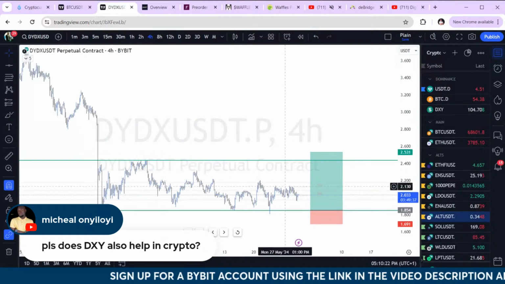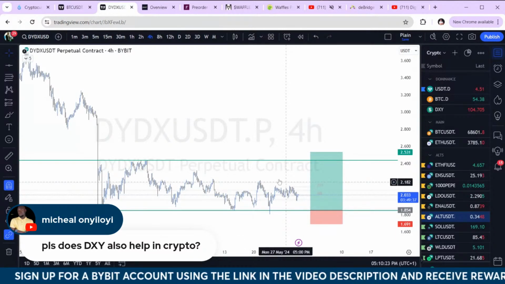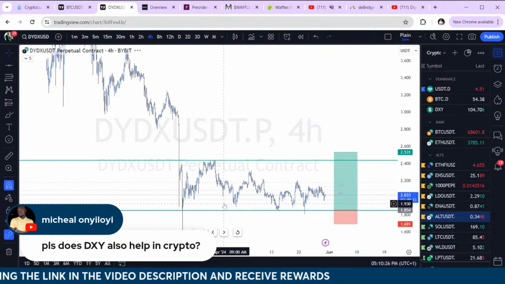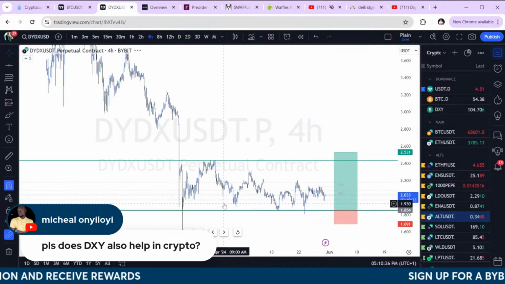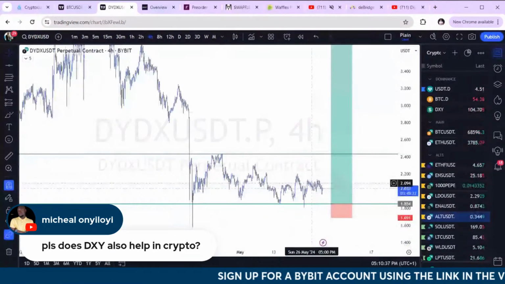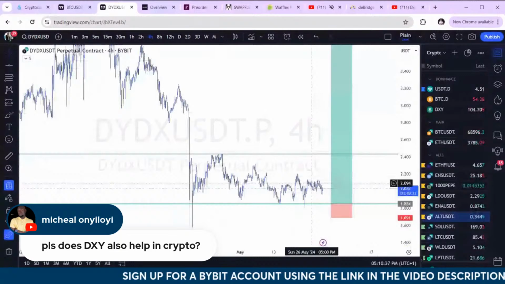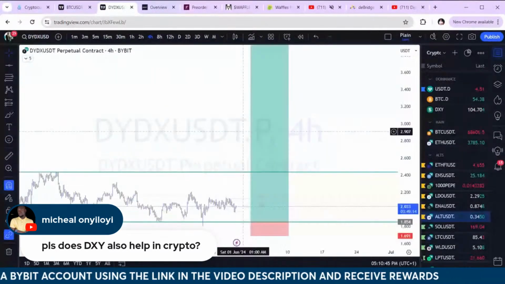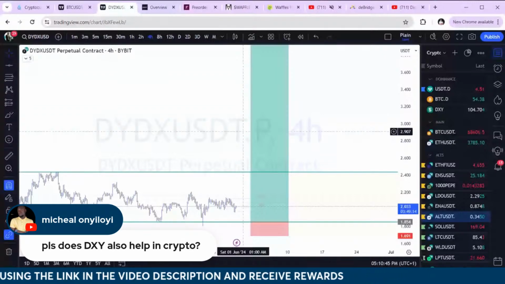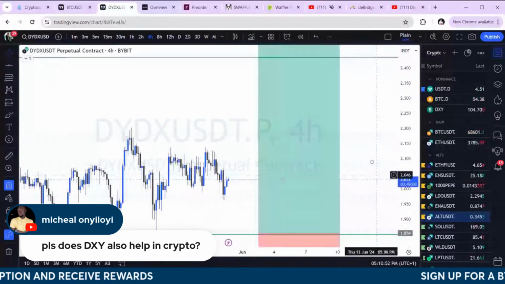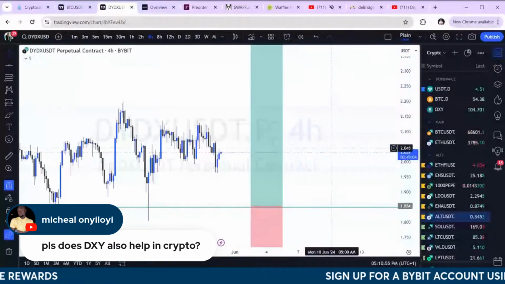So you just wait. If you don't take any trade within this accumulation zone, that's fine, but right now this is what I'll be looking at, buying this with the hope that maybe we'll get to that level of 4, but you can hold on to that and see how far it can go. So this is what I'm looking at for DYDX.